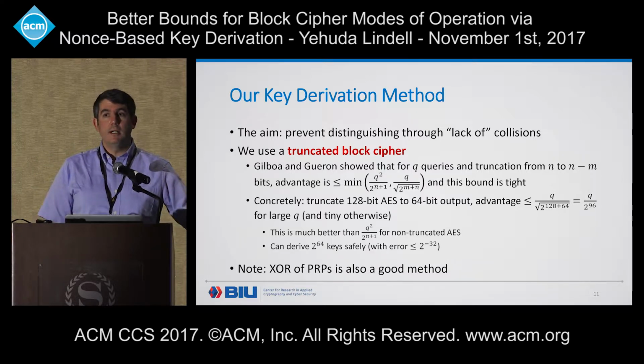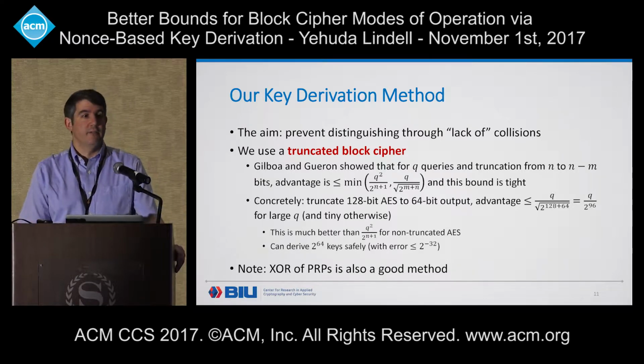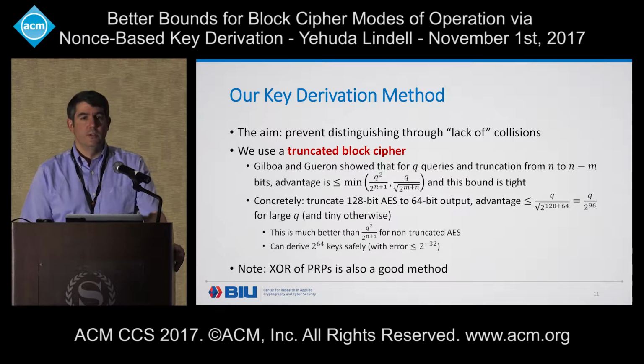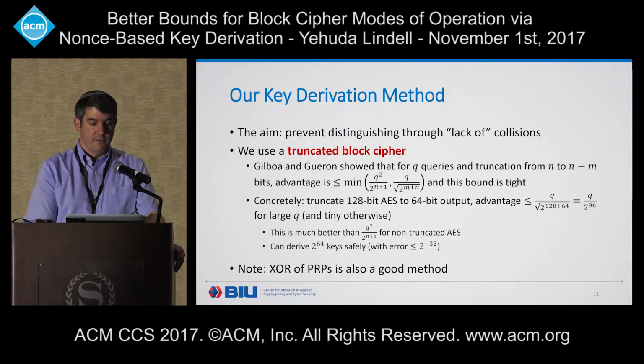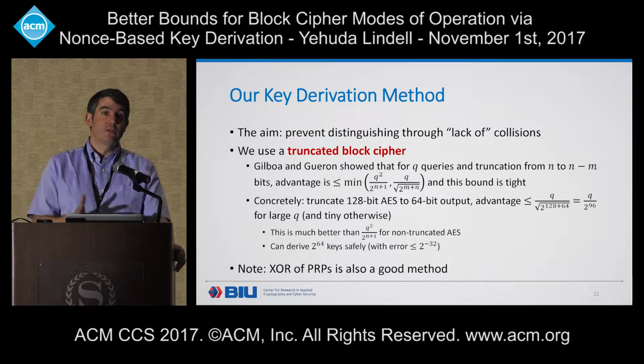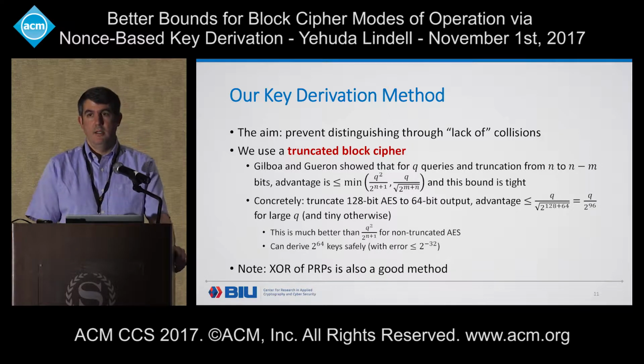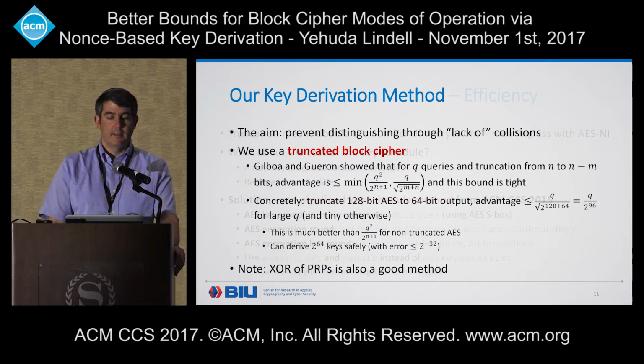There are other methods as well, but this method is definitely good enough for what we want, because it's hard to conceive of deriving more than 2 to the 64 keys. Anyway, if you wanted to, you could truncate even more, because the bounds get better the more you truncate.